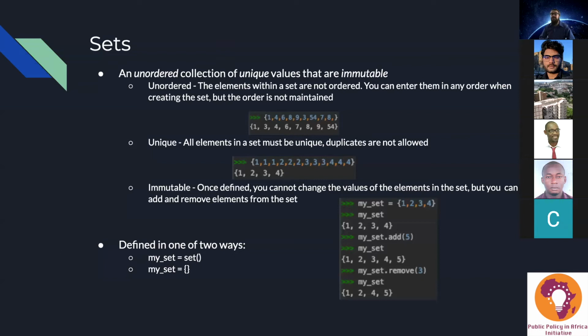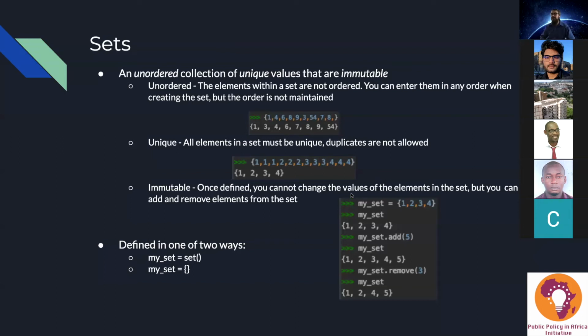So you would need to use a different data structure, and we'll talk more about those later. But important to note, if you try to add something to a set twice, it won't show up in your resulting set. They have to be unique values. And finally, immutable. Once defined, you cannot change the value of the elements in the set, but you can add and remove elements from the set.